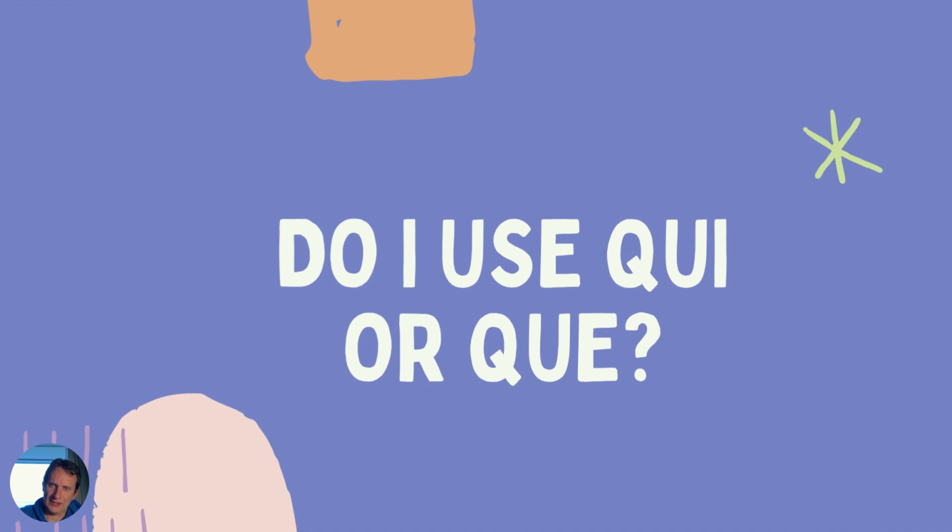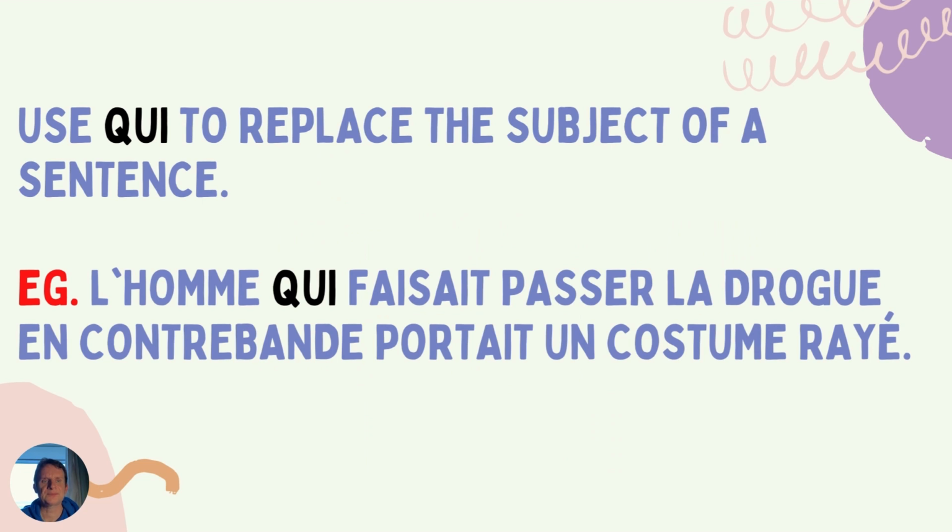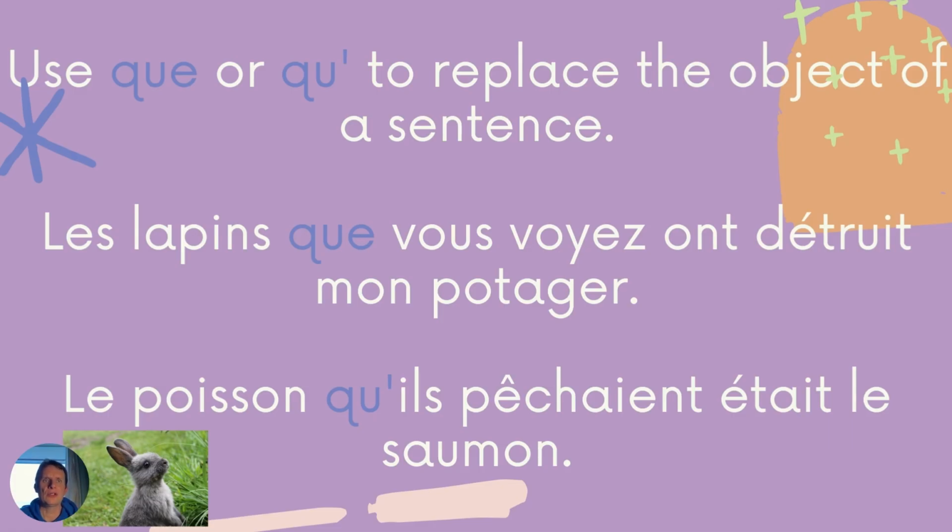Do I use qui or que? It's always a question that comes up. So here's how to answer that question. Use qui to replace the subject of a sentence. Example, l'homme qui faisait passer la drogue en contrebande portait un costume rayé. Use que, or qu' if the following verb starts with a vowel, to replace the object of a sentence. Les lapins que vous voyez ont détruit mon potager. Le poisson qu'ils pêchaient était le saumon.